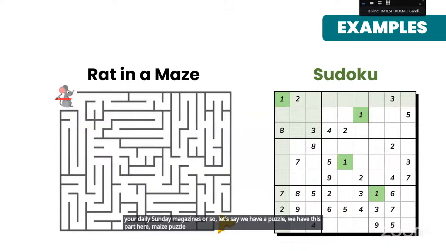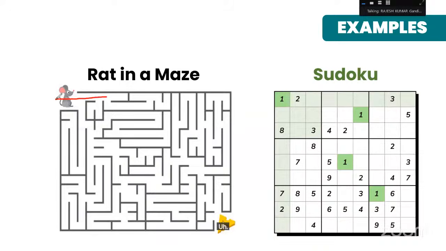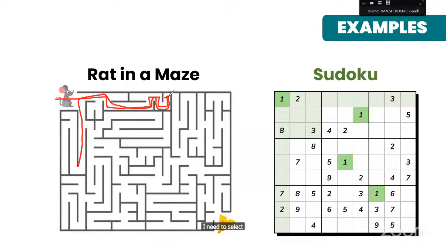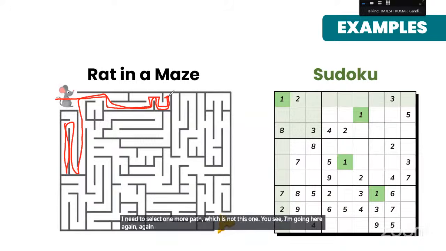I'll start from one end. I'll take a right turn. I'll again go straight. I'll take a left turn. I'll take right turn. I'll again go. You see, I have a closed path. Now, what I'll do, I'll again come back. I need to select one more path, which is not this one. You see, I'm going here again dead end. I need to come back. I need to go again dead end. I need to come back. I need to explore one more path. Okay. I need to keep on doing it until I come across a solution.